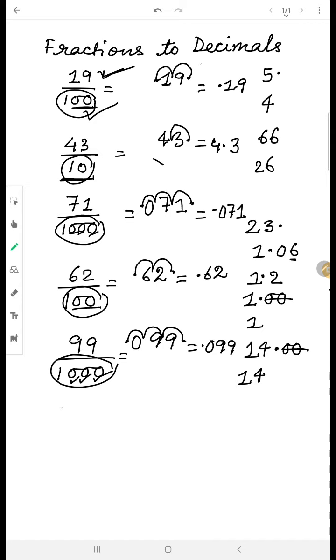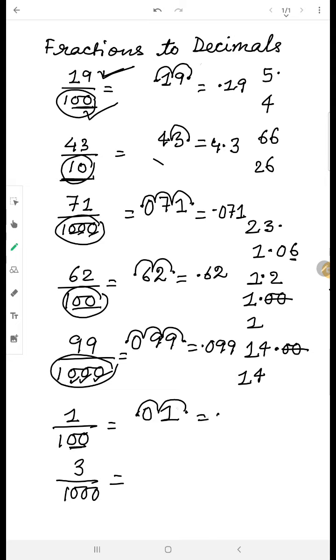Let's try another one. Say I give you the number 1 upon 100, 3 upon 1000. Now this is quite different. See, 1 has got its decimal after it. How many zeros are there? 2 zeros. That means my decimal point will move 1, 2 places. To fill up the gap here, I will put a 0. So it will become 0.01.